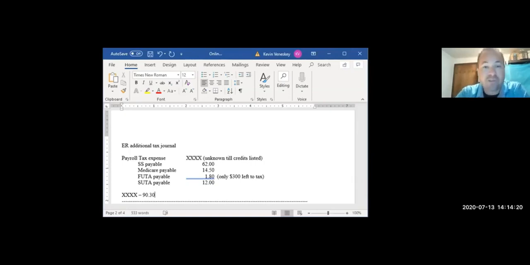Okay, so the key thing you're going to want to remember are the caps, and then which taxes each person pays. Does the employer pay it? Does the employee pay it? Or do both of them pay it, like Social Security and Medicare? So we'll see some more examples of this when we get into the problems in our problem part of Connect.